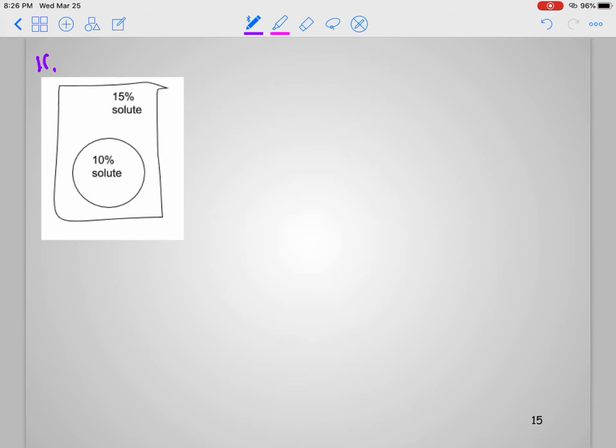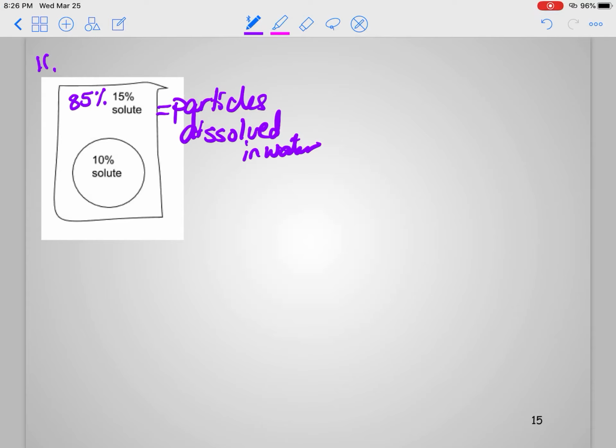So it gives me the percent of the solute. So remember, the solute are the little particles dissolved in the water. So my solution has to add up to 100%. So if I have 15% solute outside the cell, then my water concentration has to be 85% water. All right. If on the inside of the cell I've got 10% solute, then I have to have 90% water.